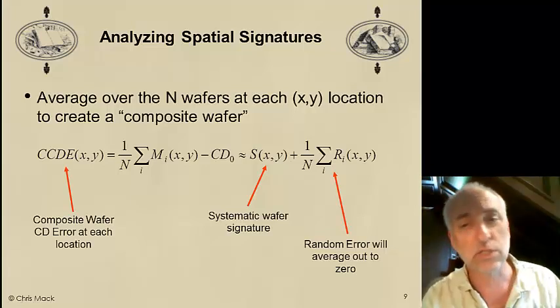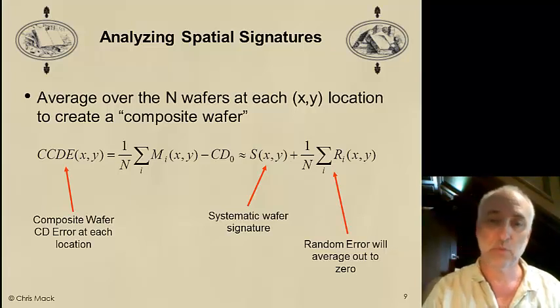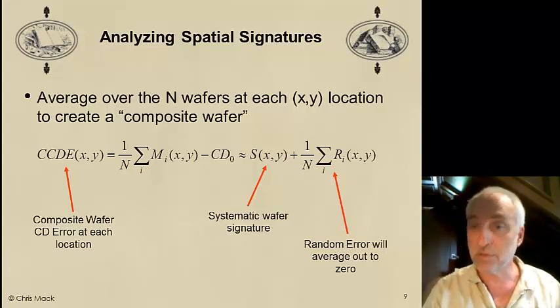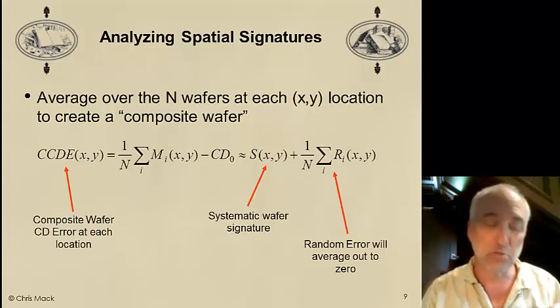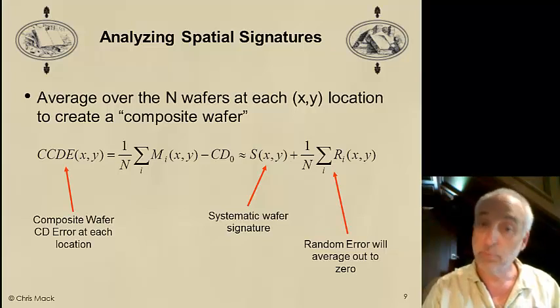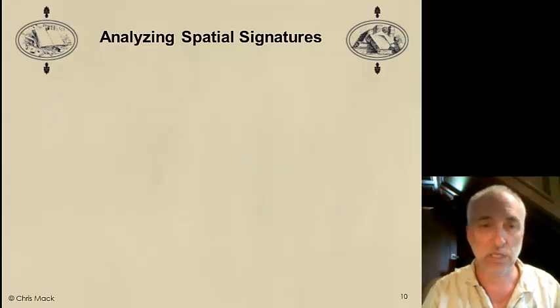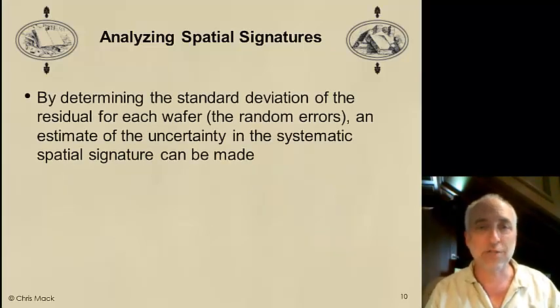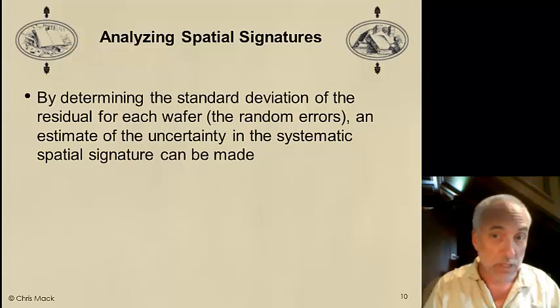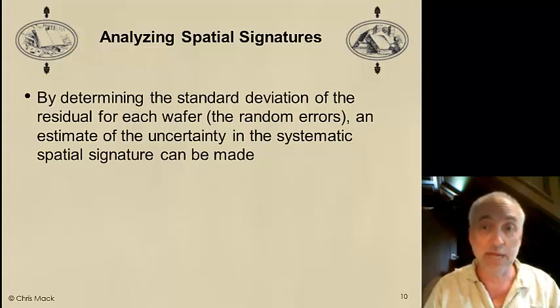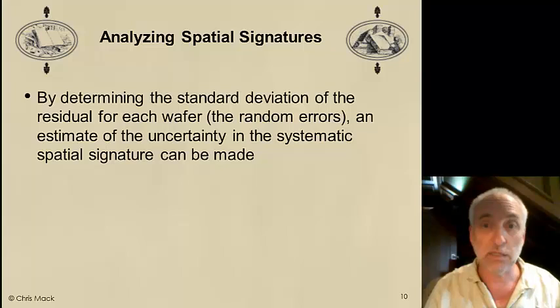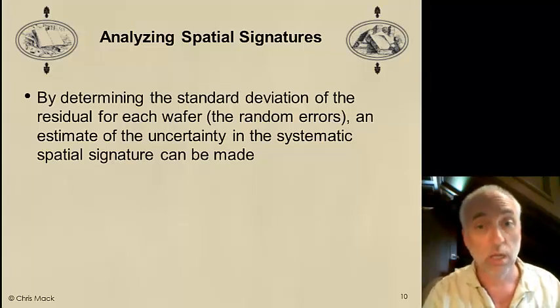Well, technically that's only true if I can measure an infinite number of wafers. When I measure a finite number of wafers, this random error will not average out to exactly 0. But I know how far away it's likely to be. So by determining the standard deviation of the residual of each measurement, that is, I can determine the random errors, I can estimate the standard deviation of the total random errors by the standard deviation of my sample.